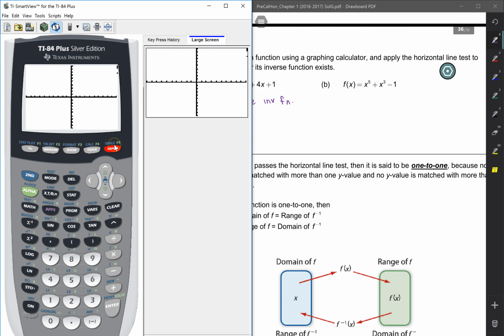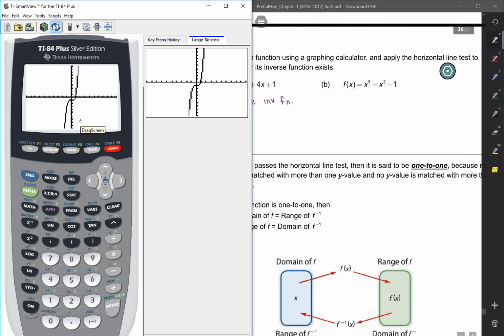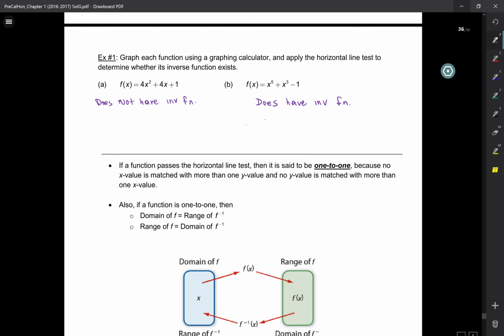If I graph it, okay, that's a cubic function. We now know, because we've been talking a lot about this stuff in chapter 2, that that's going to look like this squiggly snake. And it does pass the horizontal line test. So in this case, this does have an inverse function. Okay, so let's move on.